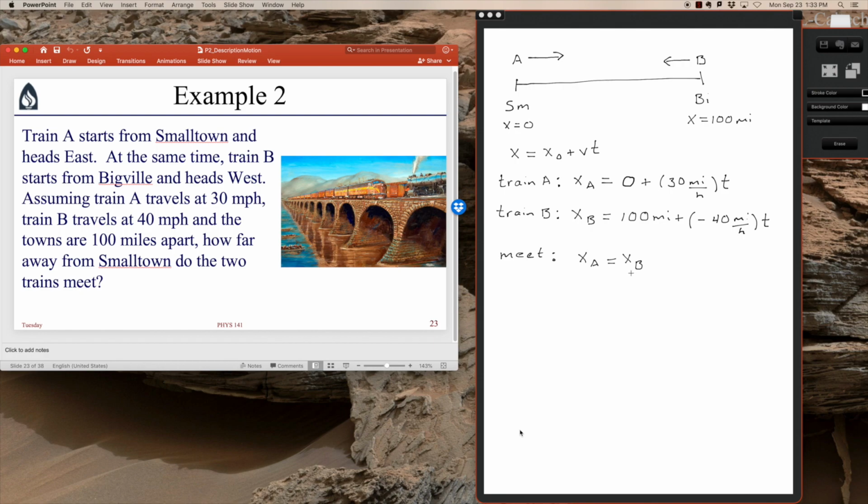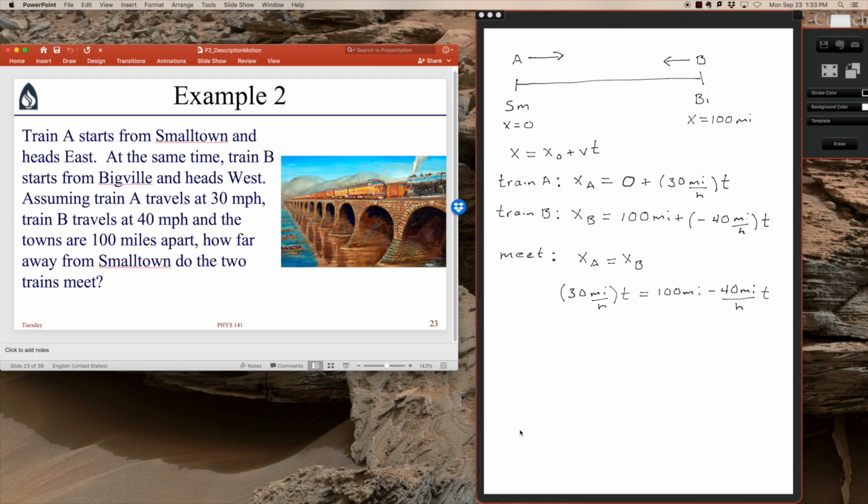I have an expression for the position of train A that I can set equal to the expression for the position of train B. So I can say that 30 miles per hour times t is equal to 100 miles minus 40 miles per hour times t. So now I have an expression that I can solve for t. T is the one variable, the one unknown in this problem.